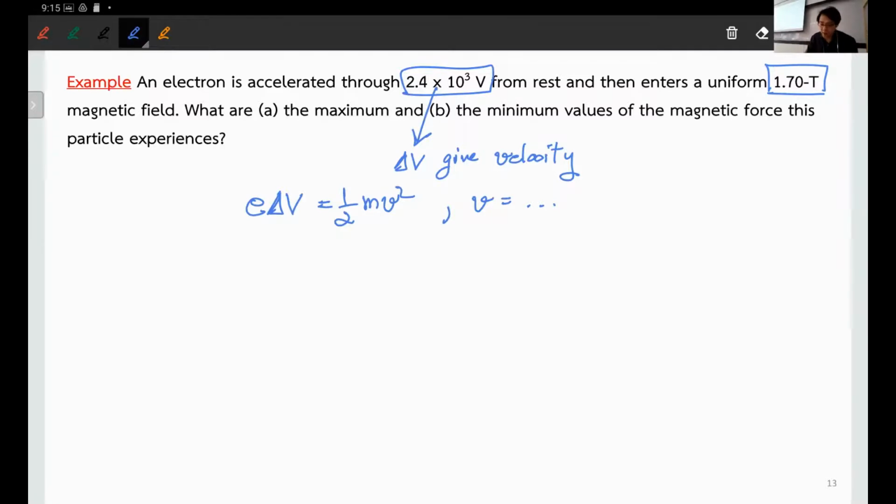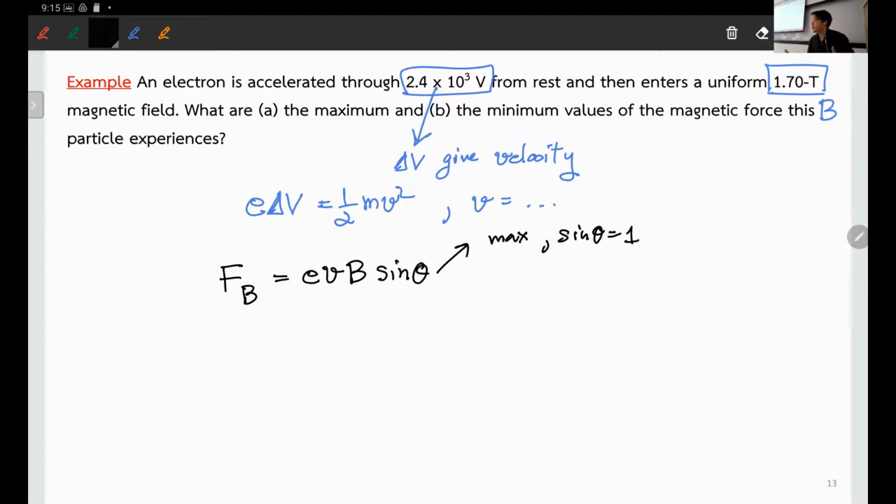Now the question is, once you drive this velocity of the electron into the magnetic field, what will be the maximum magnetic force that you will get? According to this, the magnetic field gives the magnetic force equal to the charge times the size of the velocity, times the magnetic field, times the sine of the angle between V and B, correct? But you want the maximum. Of course, for this to be max, sine theta just has to be 1.